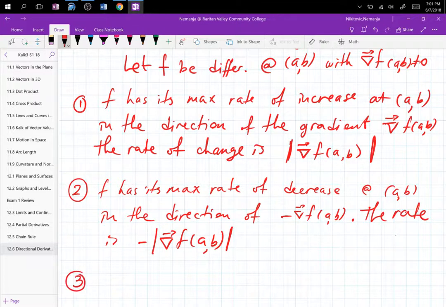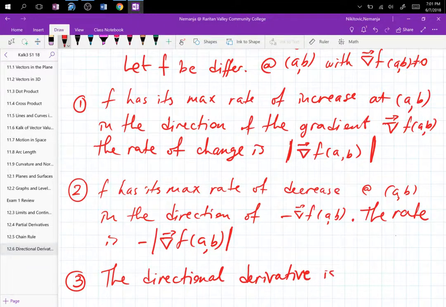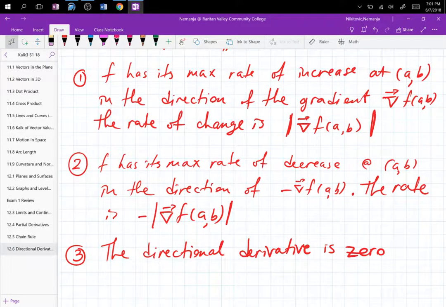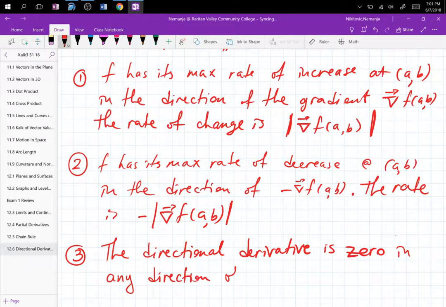And then finally, number 3, the directional derivative is 0 in any direction orthogonal to the gradient.